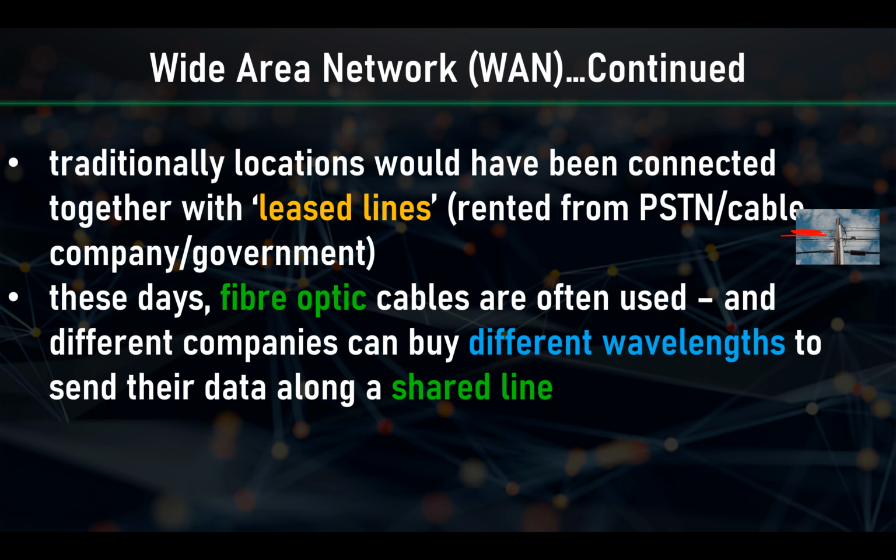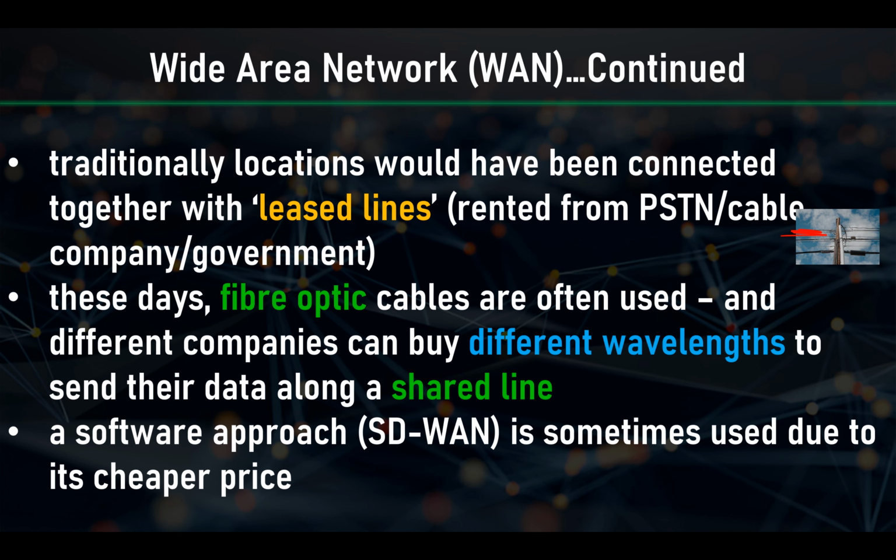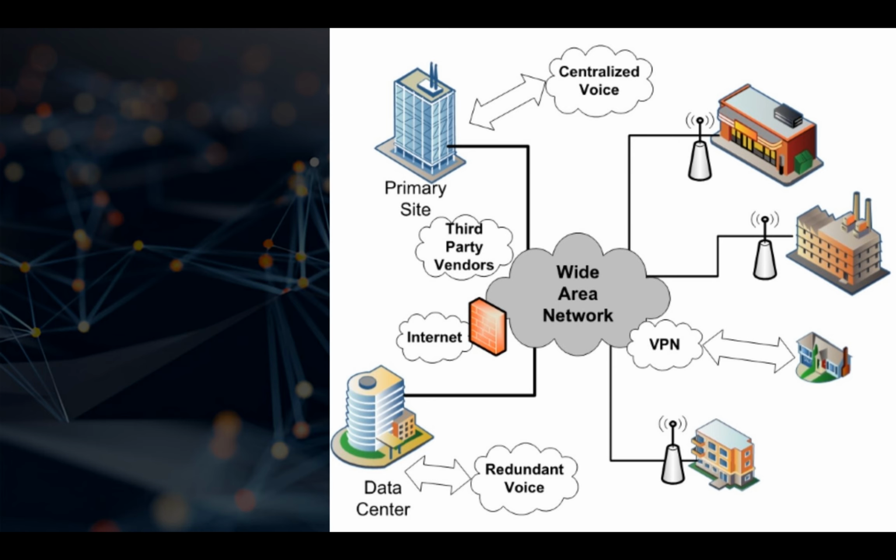Also, companies can buy different wavelengths to send their data along a shared line. So even though it's a shared line, you can buy a unique wavelength that only your company is using, to increase the speed since you're not having to share. And finally, as a software approach, SD-WAN is sometimes used due to its cheaper price.